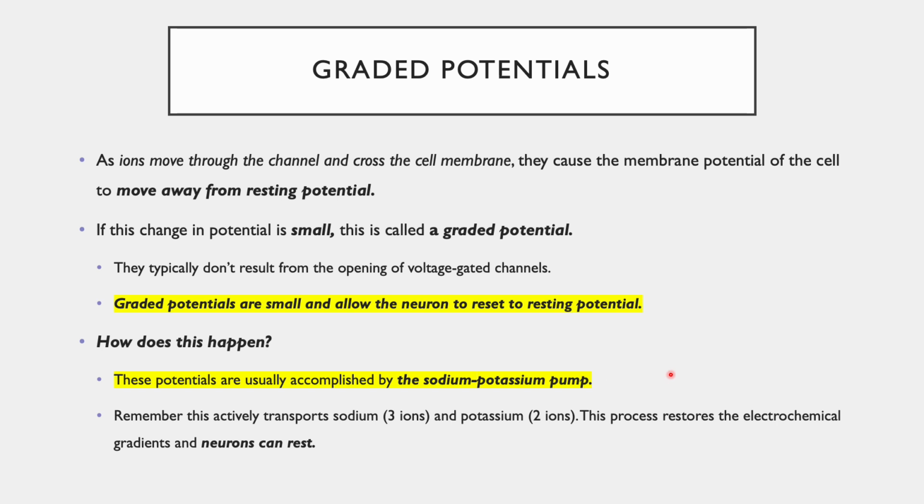Remember, this is when there is active transport of 3 sodium ions outside of the cell and 2 potassium ions back into the cell. This pump is restoring the electrochemical gradient and allowing a neuron to rest. Remember that this pump, the sodium-potassium pump, is working constantly and simultaneously with other ion channels on the cell membrane. And it's going to help to ensure that the cell can rest by allowing that influx of the 2 potassium ions back inside of the channel into the cytosol.